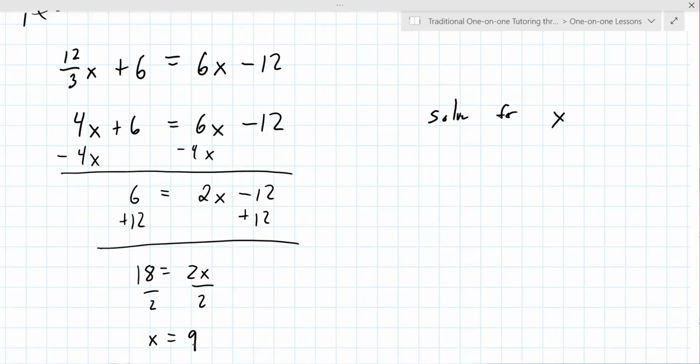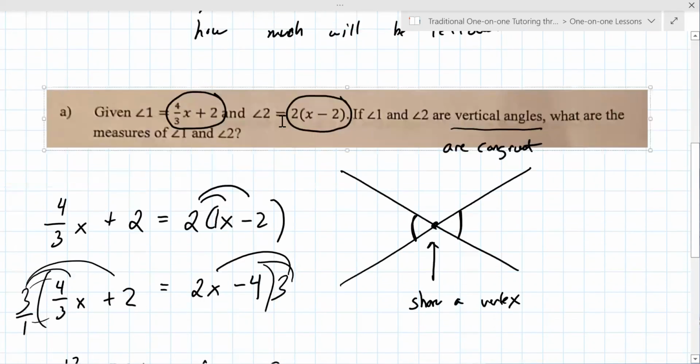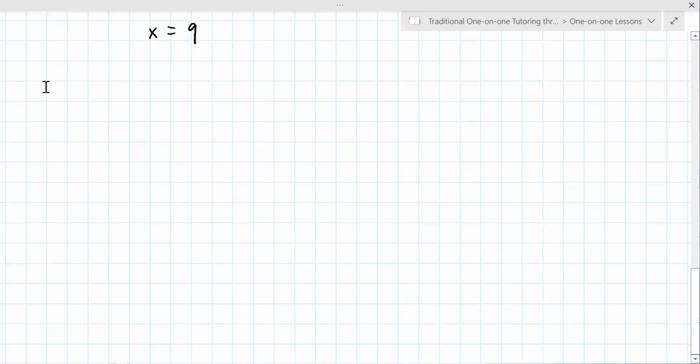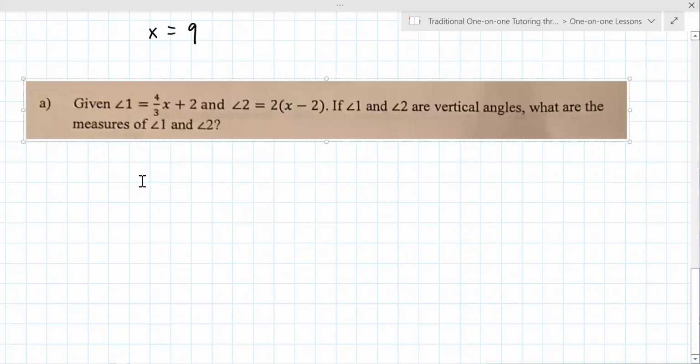All right, so let's go back to our original problem here. I'm going to snip this down. Did you get this written down? Usually it takes you a little longer to write it down, but I'll trust you on this one. So it says x equals 9. I want you to now put 9 into each equation.